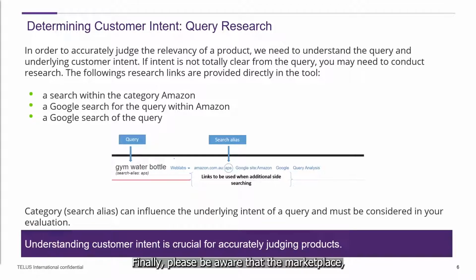Finally, please be aware that the marketplace the query was issued in can be identified by the URL. In the example on your screen now, it's the Australian marketplace. It's also important to be aware that marketplace can have an impact on query interpretation. For example, a football in the UK is different than a football in the US. Overall, understanding customer intent is crucial for accurately judging products.